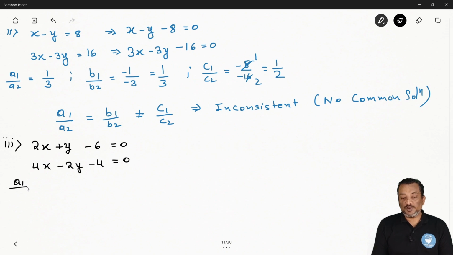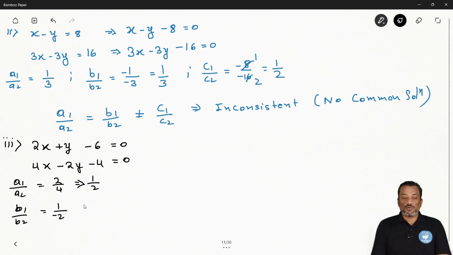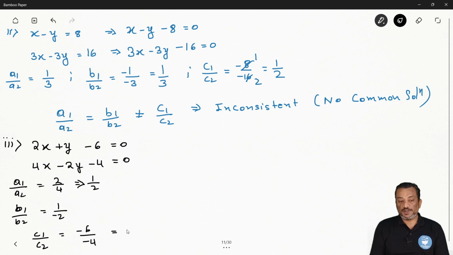So we can say a1 over a2 is equal to 2 over 4. So you got how much? 1 over 2. Okay, clear? Now, the same way, b1 over b2. You got how much? 1 over minus 2. And c1 over c2, how much will you get? Minus 6 over minus 4. So you will get here 3 over 4.